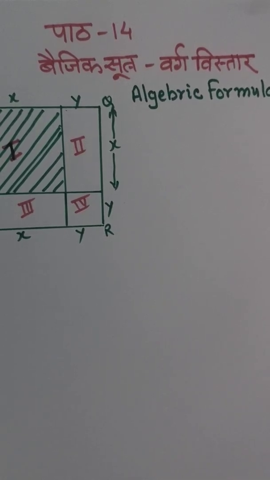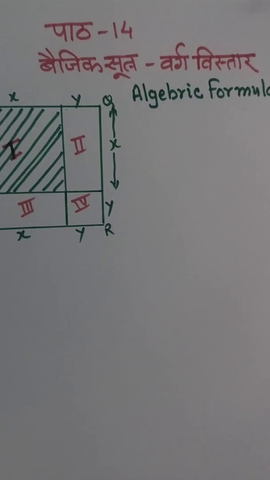As we know that the expanded form of the square of a binomial, in fact, the product of algebraic expressions is called their expansion or their expanded form.